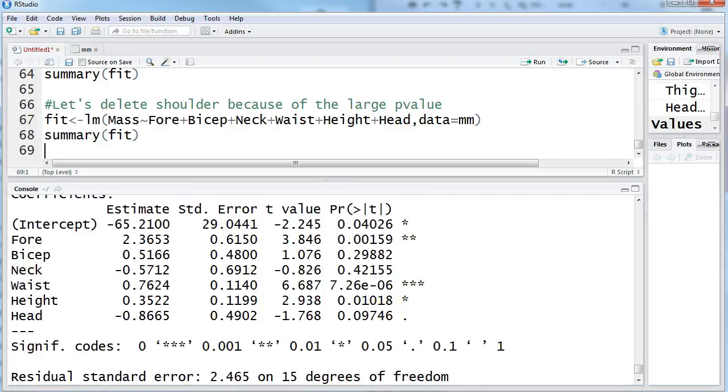What do we have left here? Well, head's easy to measure. We'll say neck is easy to measure. How about bicep? I'm purposely just jumping around, not picking the largest p-value.